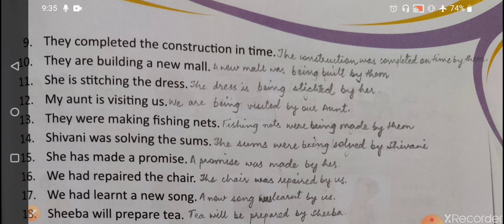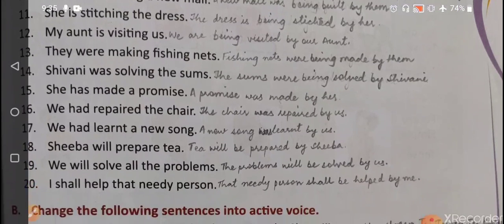They were making fishing nets. Fishing nets were being made by them. Shivani was solving the sums. The sums were being solved by Shivani. She had made a promise. A promise was made by her. We had repaired the chair. The chair was repaired by us. We had learnt a new song. A new song was learnt by us.